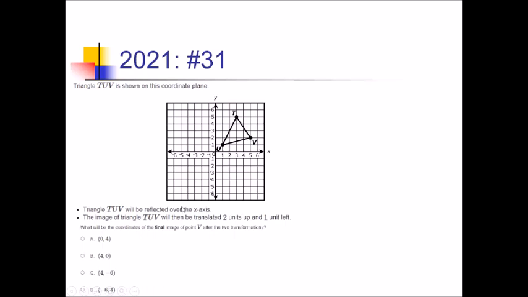So first transformation, we're reflecting V over the x-axis. So over the x-axis brings us here, down at 5, -2. Next, we're going 2 units up and 1 unit left from there. So here I am, 2 units up, 1 unit left. That brings me right there at the point 4, 0, which is choice B.